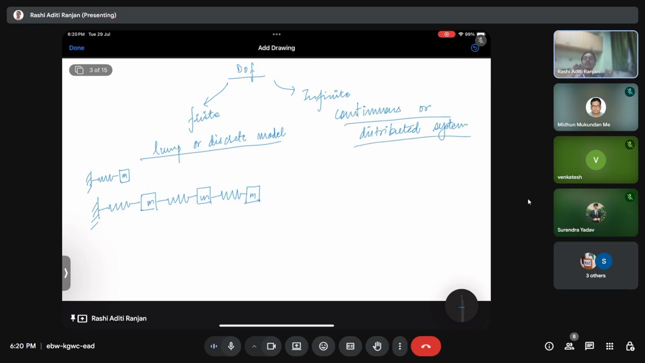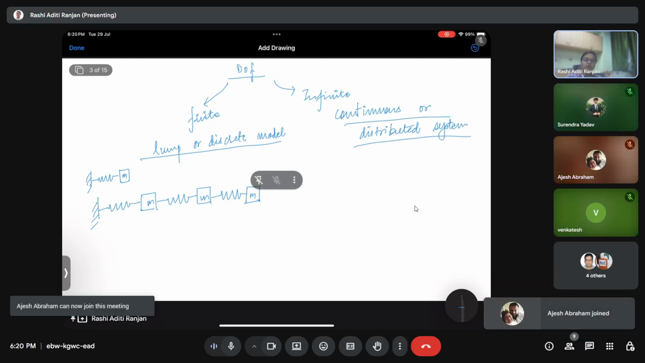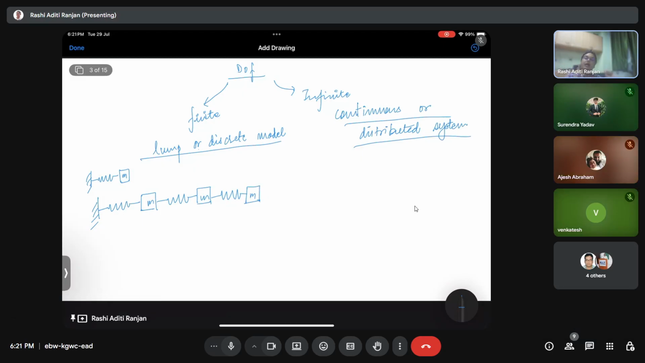Now we know how to deal with a finite number of degrees of freedom system, right? We just have to take out how many degrees of freedom we have, that many coordinates we want to work on, and then that many equations of motion we need to find out. But in case of infinite, we cannot solve infinite equations at a time because we don't even know what is the exact number. So in that case, we try to convert the infinite degree of freedom system to a finite number of degree of freedom system, right? So that it becomes easy for us.